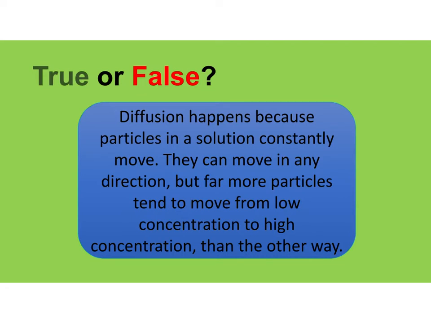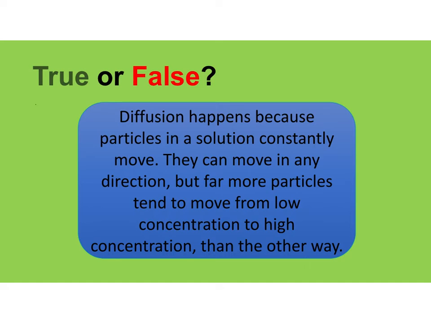So what I want you to do, okay, is there's numbers 1 to 4 in your notebook, or you can just number them 1 to 4. Okay, I'm going to read them out and I want you to have a go at answering them, and then I'll bring the answers up at the end. Okay, so diffusion happens because particles in solution move constantly. They can move in any direction, but far more particles tend to move from a low concentration to a high concentration than the other way round. What I want you to do is think, is that true or false?